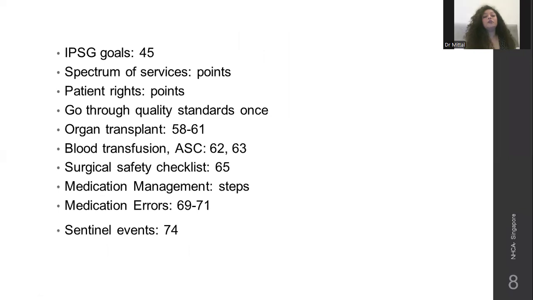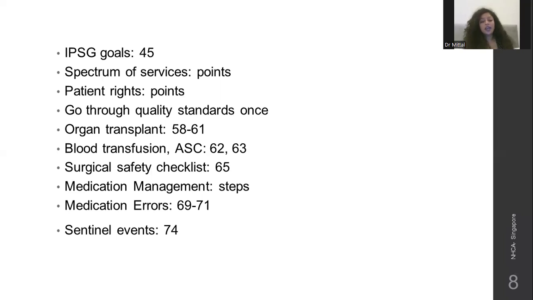Then you have the spectrum of services. Again, points like admission, discharge, quality. It's given in certain points. Just read that. Patient rights, 11 rights. You have to remember the 11 rights of patients that you should know.